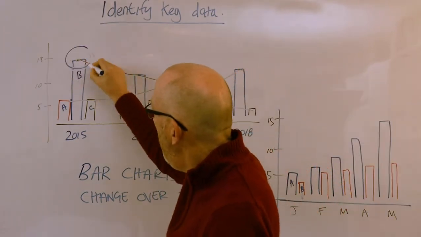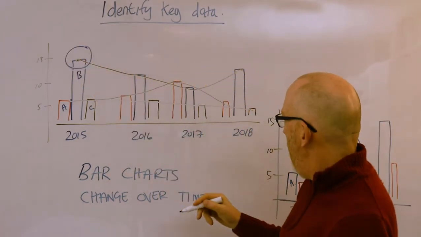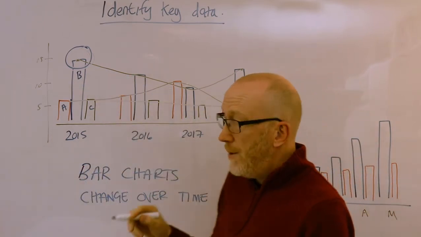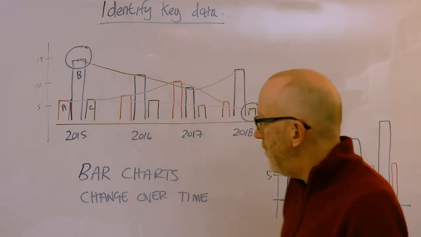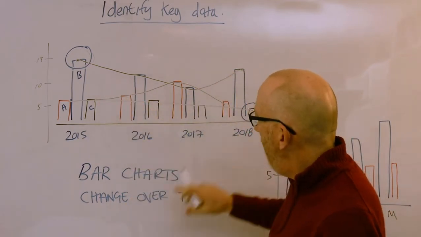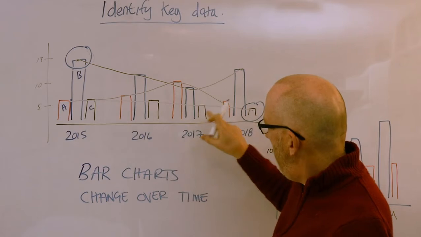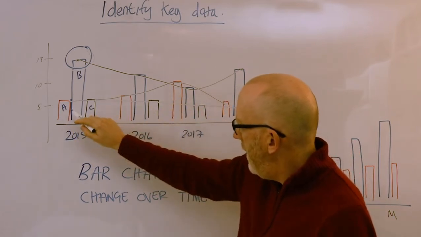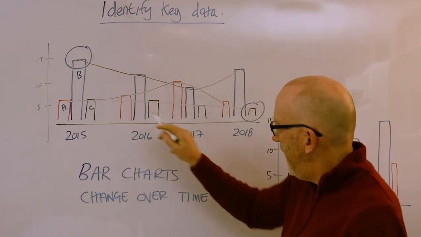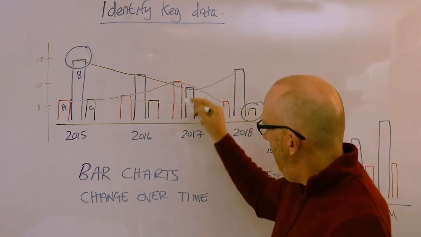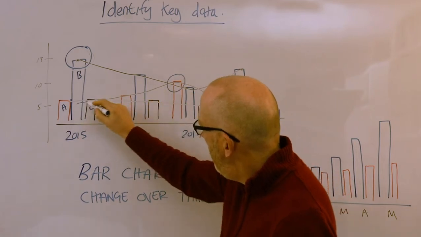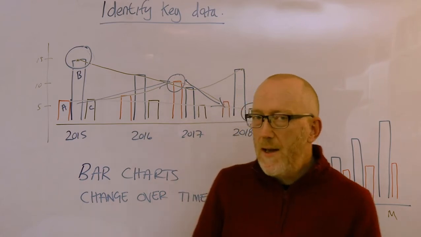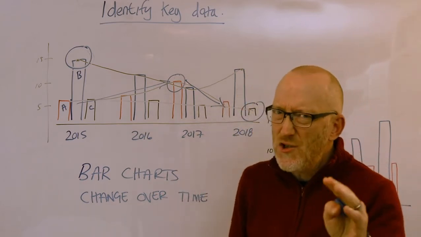We have a high point here. We have our lowest point on the chart, which is here. Now they're on different lines, so that could be something interesting that we might want to talk about. Particularly here, if we look at A, we can see that there is a significant rise between 2015 and 2017. It rises but then drops. So this is an interesting point, and the fact that it does that is interesting. I'm not saying it's necessarily key data, it's interesting data.